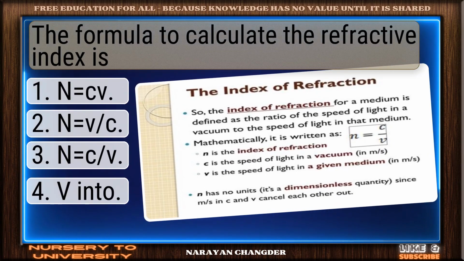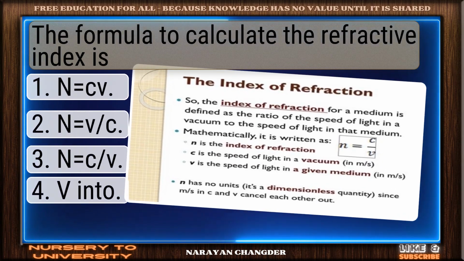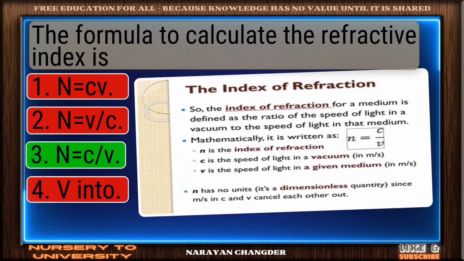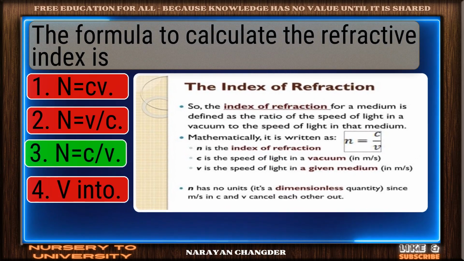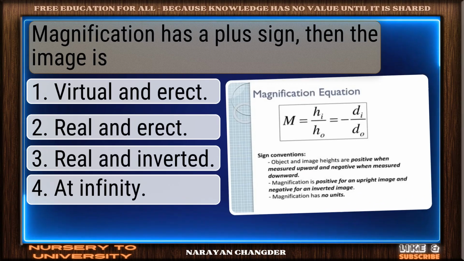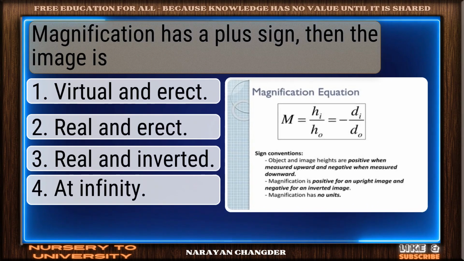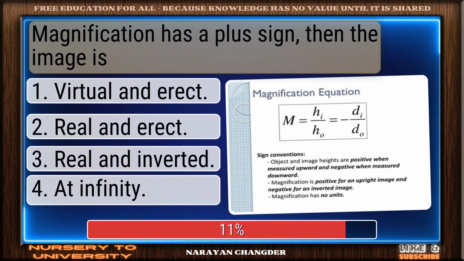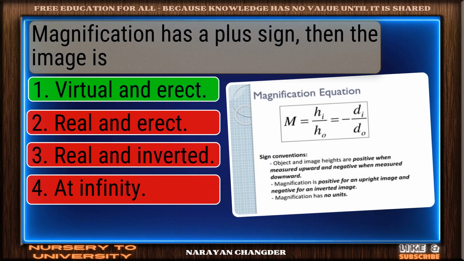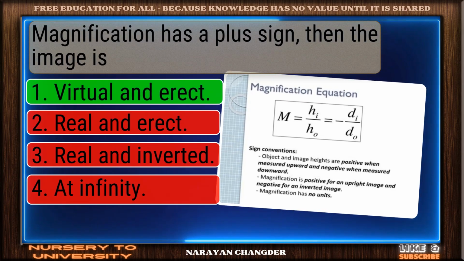The formula to calculate the refractive index is? Nice selection. n = c/v is the correct and valid answer. Magnification has a plus sign. Then the image is? Great thinking. Virtual and erect is the right choice.